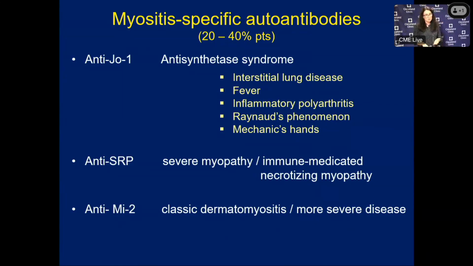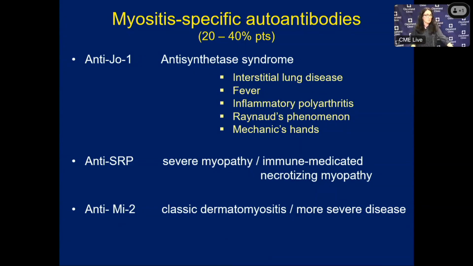Anti-Jo1 is typically associated with an antisynthetase syndrome that presents with interstitial lung disease, fever, inflammatory polyarthritis, Raynaud's phenomenon, and mechanic hands, and can be a very rapidly progressive, quite severe disease. Important to be recognized clinically because these antibodies may take up to 3 weeks or sometimes 4 weeks to return the results.